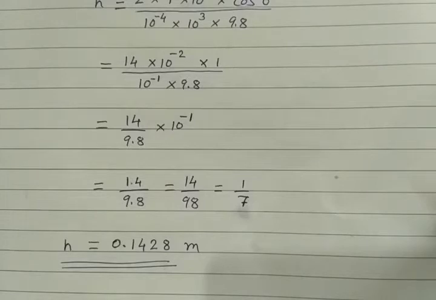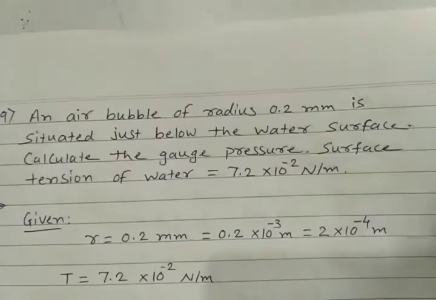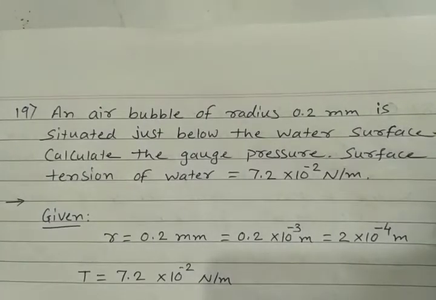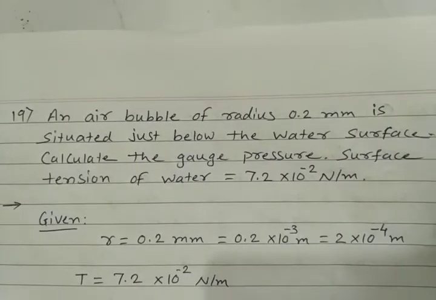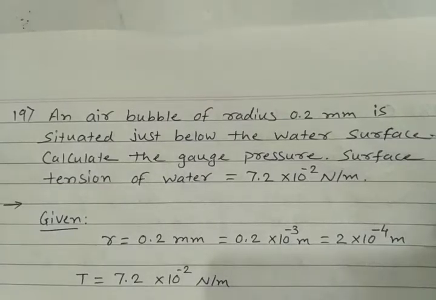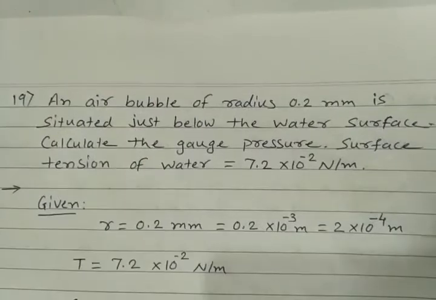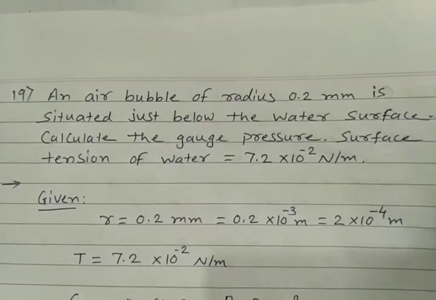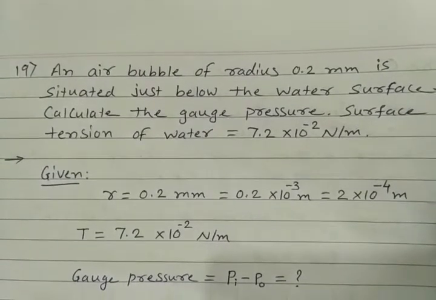So this is how much water will rise inside the glass capillary. Now 19th numerical. An air bubble of radius 0.2 millimeter is situated just below the water surface. Calculate the gauge pressure. Surface tension of water is 7.2 into 10 raised to minus 2 Newton per meter.